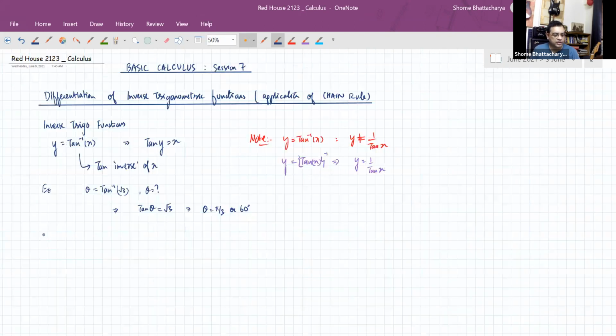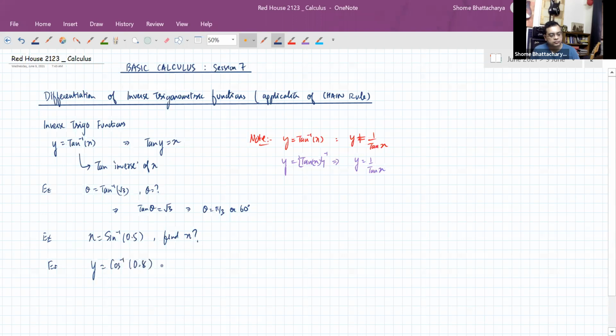Similarly, for example, if we have, okay, just try out these three questions. Then we'll move on to differentiation of inverse trigonometric functions.